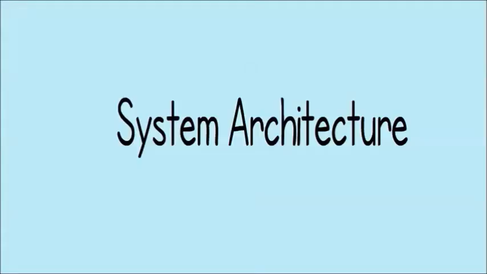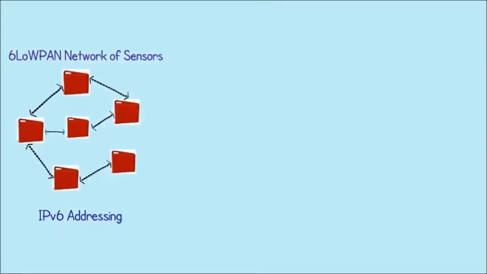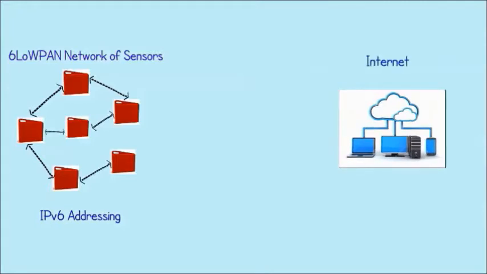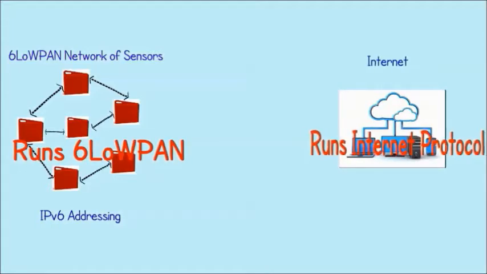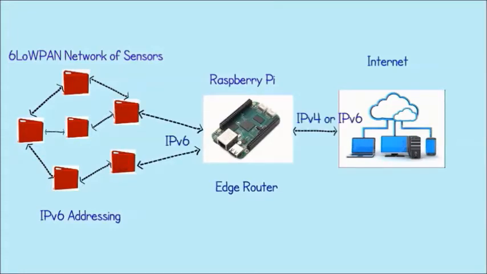So this is our system architecture. We have a mesh network of sensors which runs the 6LoWPAN protocol and hence IPv6 addressing. This network has to be connected to the internet which runs internet protocol. Hence we need an edge router to interface the 6LoWPAN network to the internet.